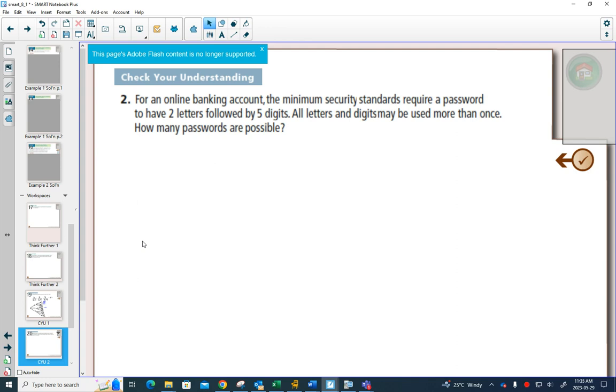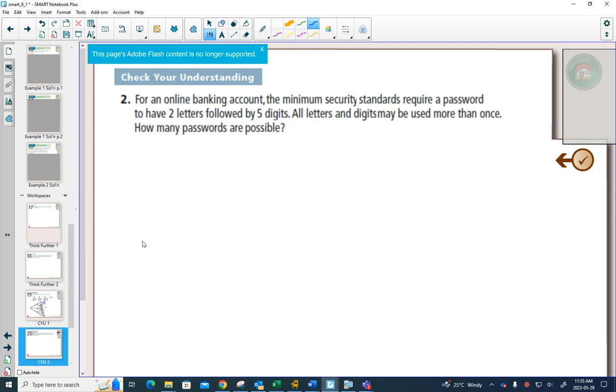So here's an online banking account which says they want 2 letters followed by 5 digits. And most of you, by now, when you go to make a password, this would no longer even be allowed. They have a minimum of 8 before you can even make your password. So if we were trying to count how many passwords were possible in this situation, we first have to say, well, how many decisions need to be made?